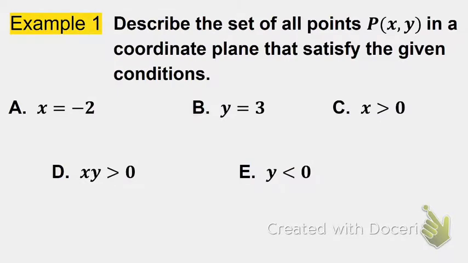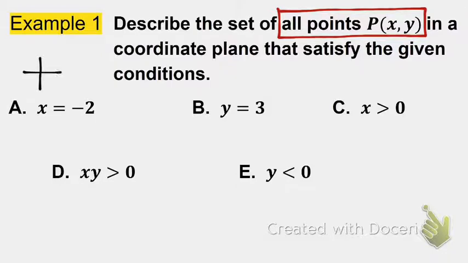So I want to talk about how we would describe different points. I'll probably make some sketches as we're talking about this, but what I'm really after here is your verbal descriptions of these different things. So we want to describe the set of all points that would satisfy these conditions. If I look at example A here, what would this look like on a graph if I were to graph x equals negative 2?